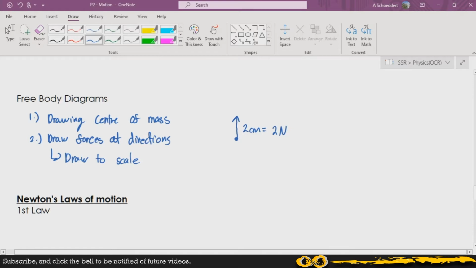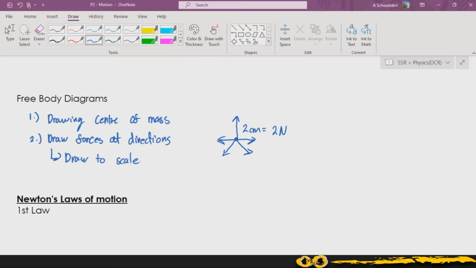If you have forces that go off at an angle, then you would put them off at their angles, or you might have a pushing force and a friction force. However many forces are present on that object, you'll draw them all in at their proper angle and with their proper length based on a scale, usually about 1 centimeter to a Newton, but that will really depend on the question that you're given.